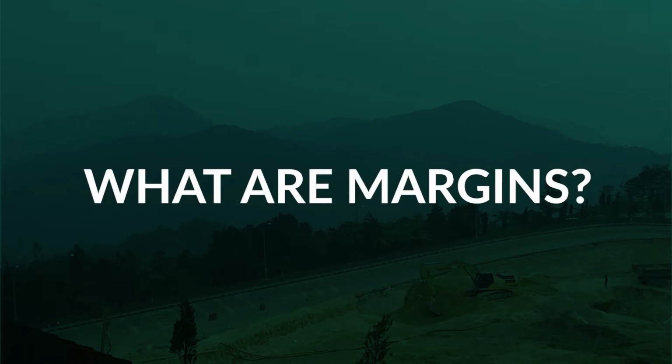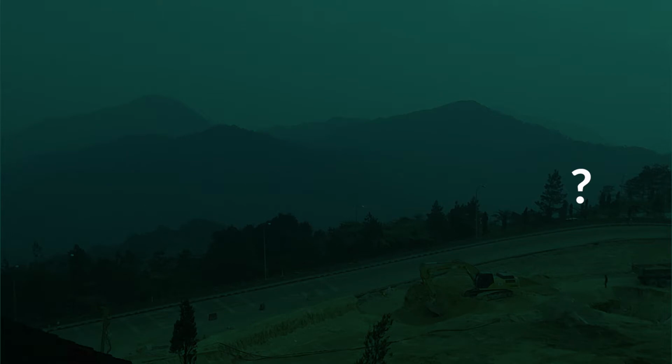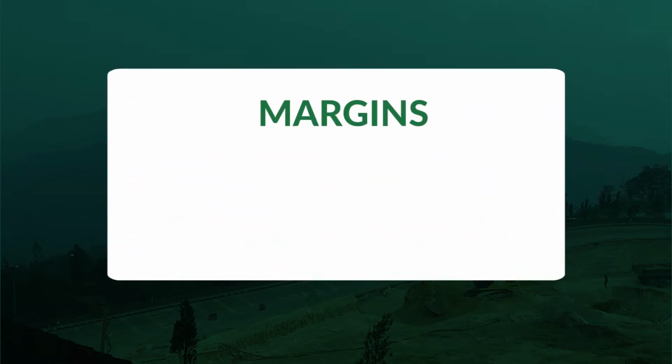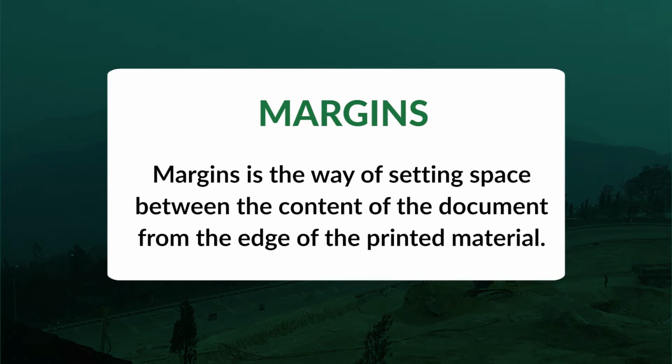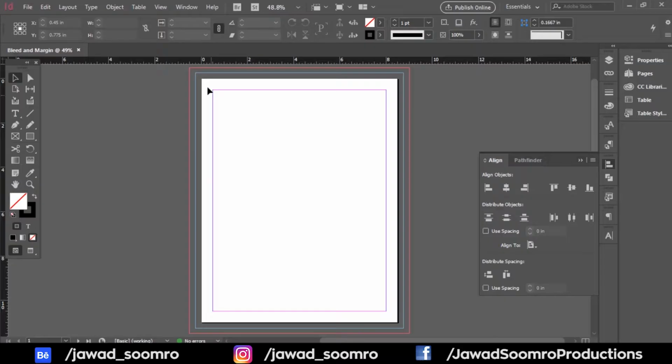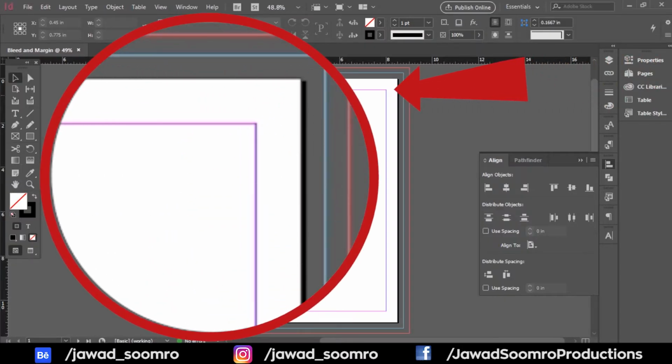What are margins? Margins are the way of setting space between the content of the document and the edge of the printed material. It creates the pink frame in Adobe InDesign, which you can see right now, to place all the graphic materials inside the frame and prevent the image or text on your material from being cut off beyond these margins.